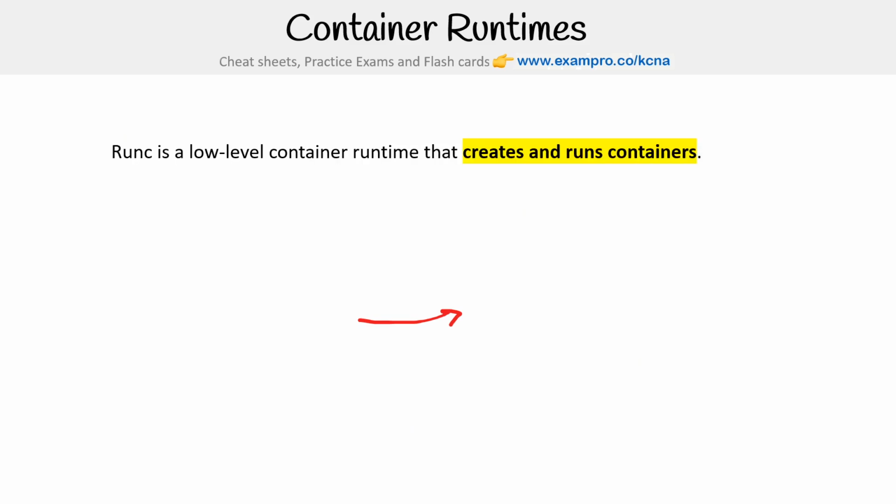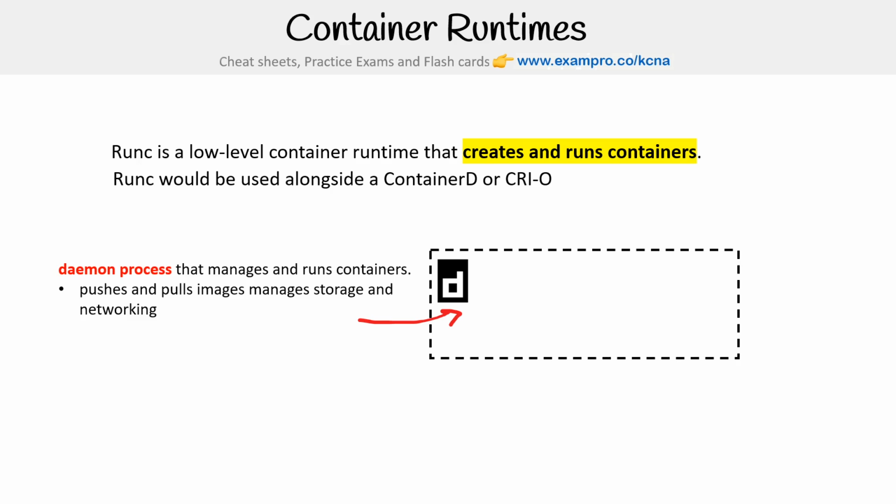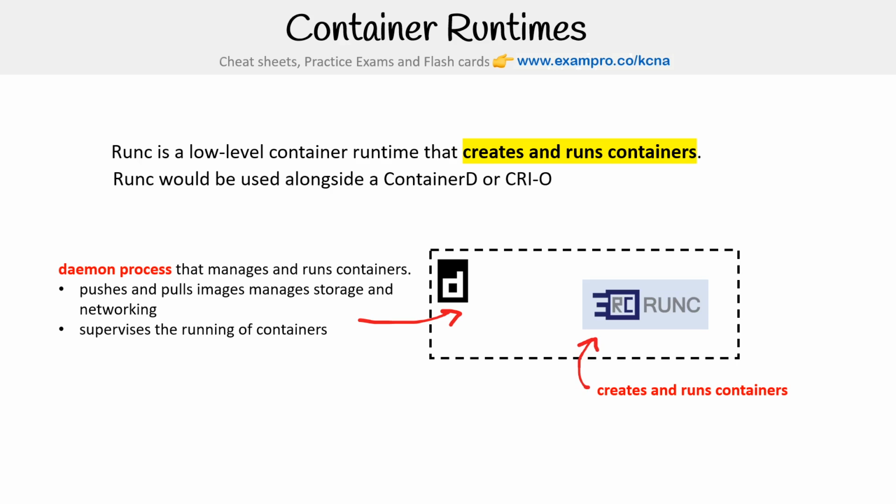It's a low-level container runtime that creates and runs containers, and it would be used alongside containerd or CRI-O. That's all I could really tell you about it. So imagine you have containerd, and remember containerd or CRI-O, it's basically similar. It's a daemon process that manages and runs containers, pushes and pulls images, manages storage and networking, and supervises the running of containers. And then you have your container runtime, like let's say runC, which creates and runs containers.